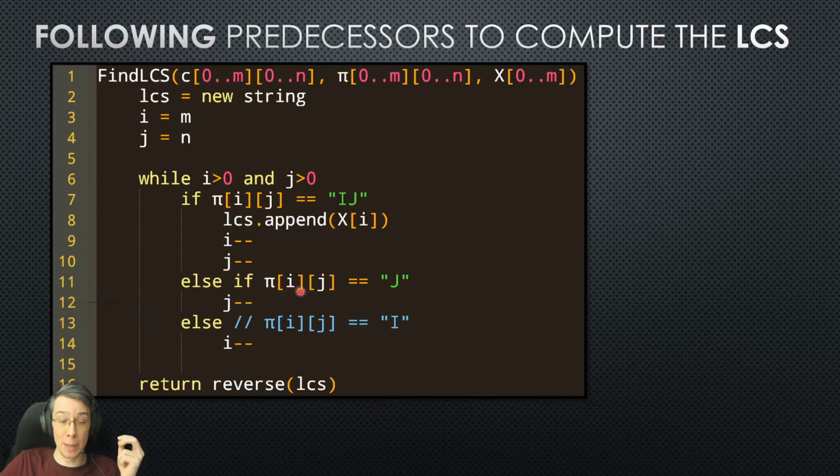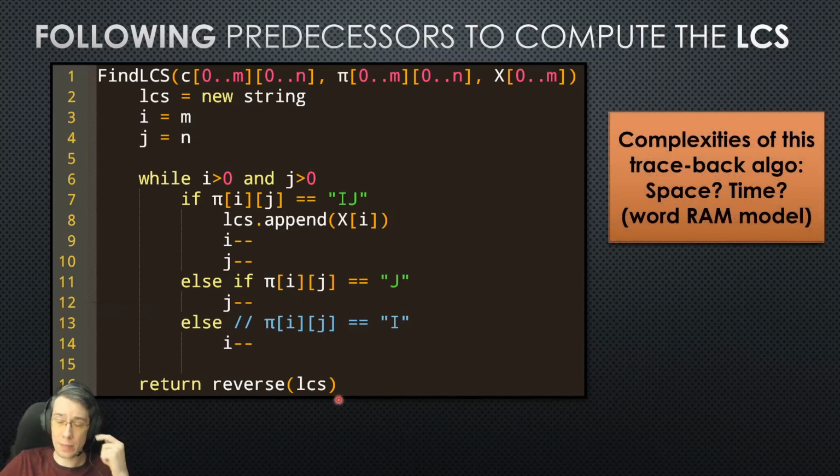And on the other hand, if we saw pi of i,j as left, we decrement j. If we saw pi of i,j as up, then we decrement i. We just continue until either i is 0 or j is 0 or both. And then at the end, we reverse the string that we've appended. So in our case, we started at the end of the LCS in the previous example. GVET was the LCS. We would append t, then we would append e, then we would append v, then we would append g. We'd end up with TEVG. So we have to reverse that at the end. So we do this reverse step finally.